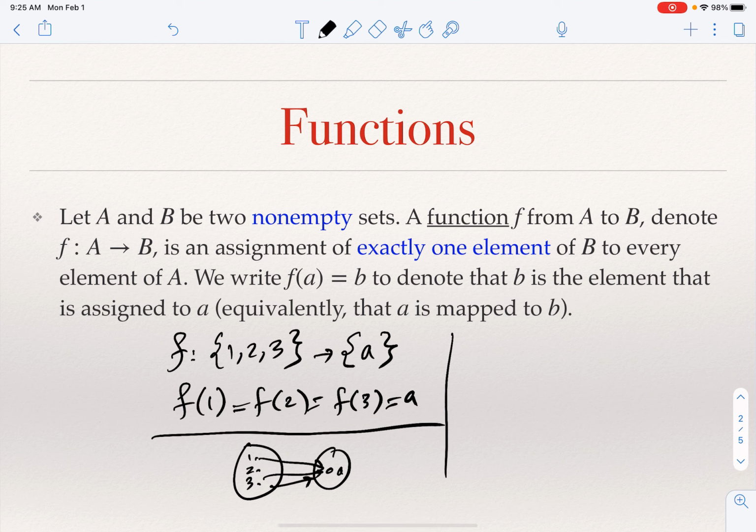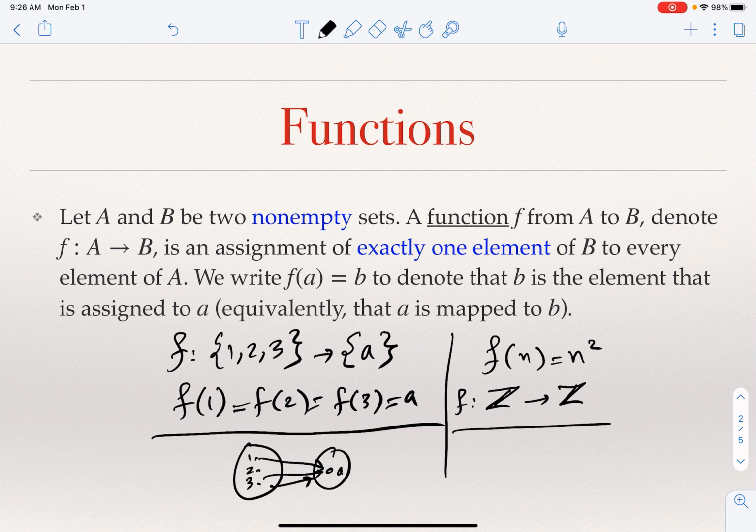Okay, we can of course look at functions that we are used to. For example, f of n equals n squared, and let's say we are defining it from Z to Z. So this is a function from all the integers to all the integers. If you give me any integer n, of course n squared is defined, and this is a function.